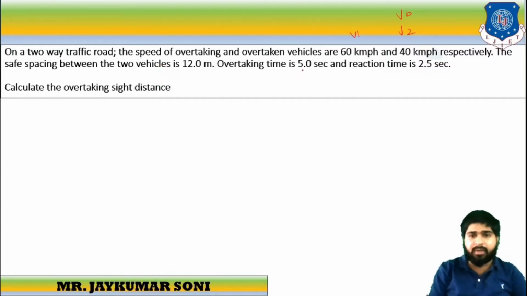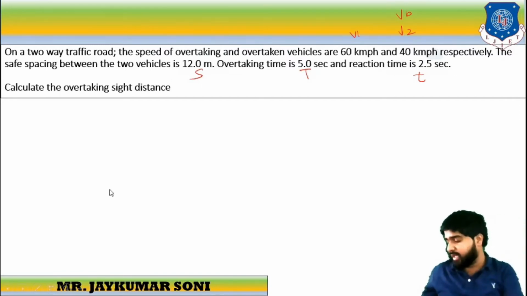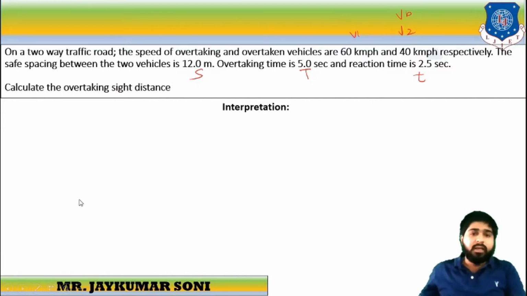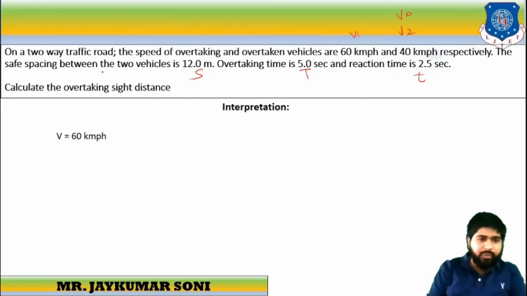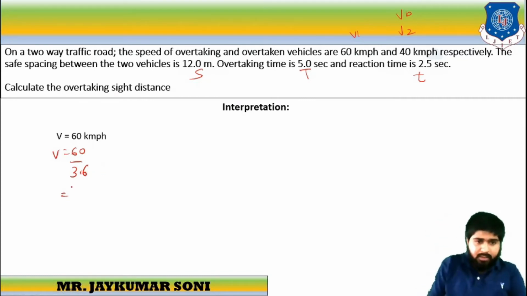Overtaking time, capital T, is given as 5 seconds. Reaction time t is given as 2.5 seconds. S is given, V1 given, V2 given, and we have to calculate the overtaking sight distance. This is the easiest example. See, we have the value of V, so we will convert it into meter per second. It will be 60 by 3.6, which is 16.65 meter per second.